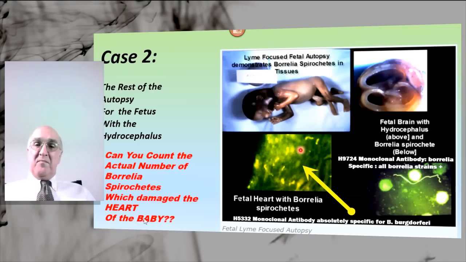All of them probably laden with, burdened with, overwhelmed by these Borrelia spirochetes, which stained with not the 9724, but the 5332 monoclonal antibody, absolutely specific for Borrelia burgdorferi. This baby died of intrauterine Lyme disease. This is the rest of the story, as Paul Harvey would say. The rest of the autopsy. It shows the heart also involved with the infection that destroyed the brain by producing hydrocephalus.